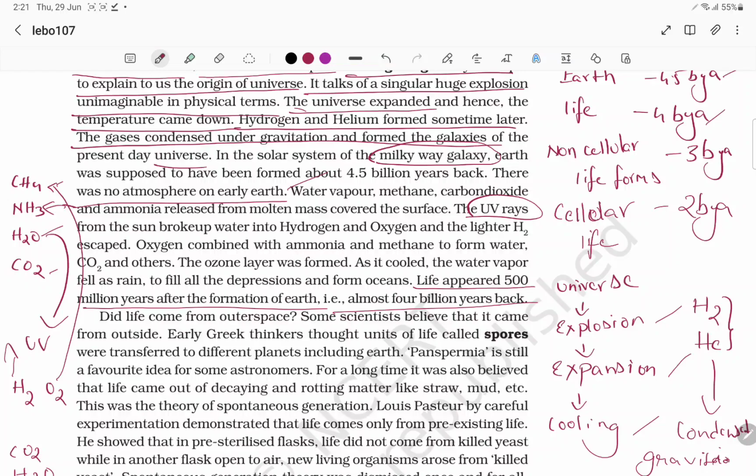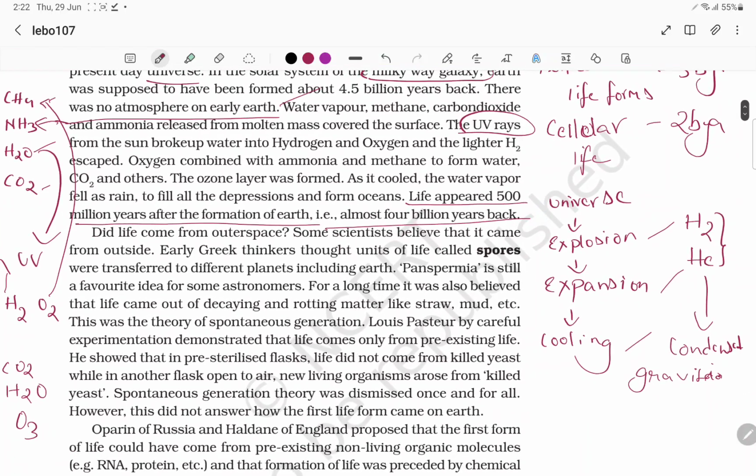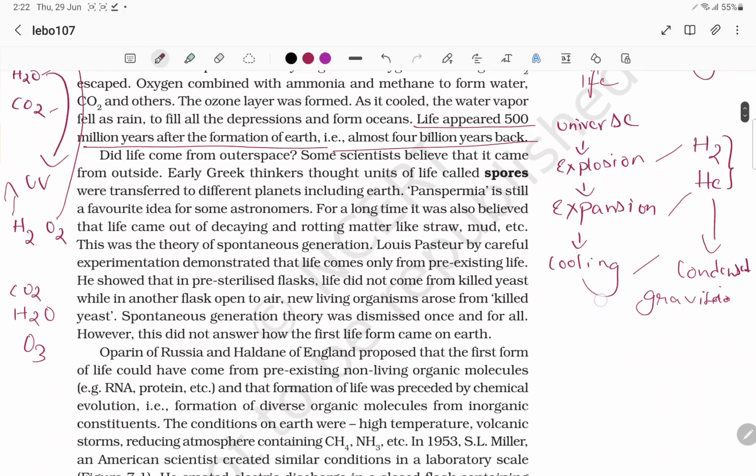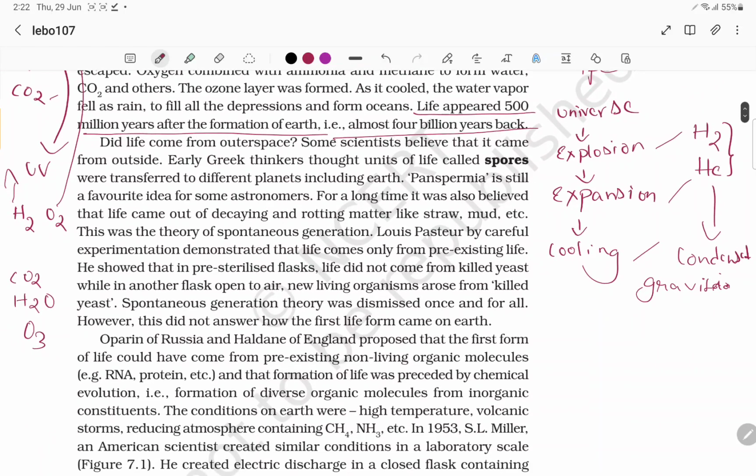When the earth was cooling down, the water vapor formed water and filled the depressions of the earth, and later on life formed. It took about 500 million years to form life on earth, which is almost 4 billion years ago.